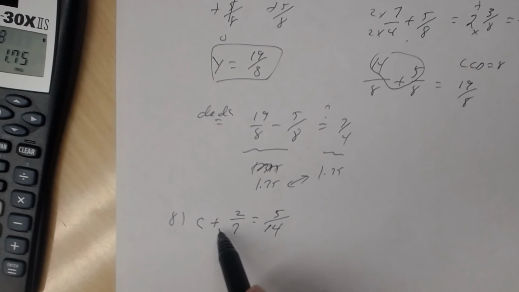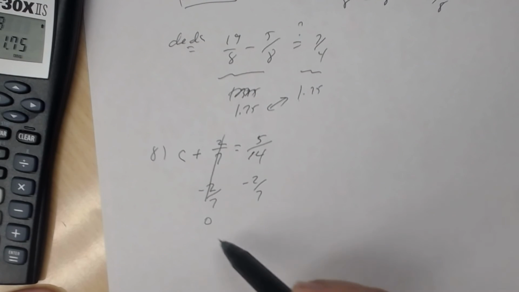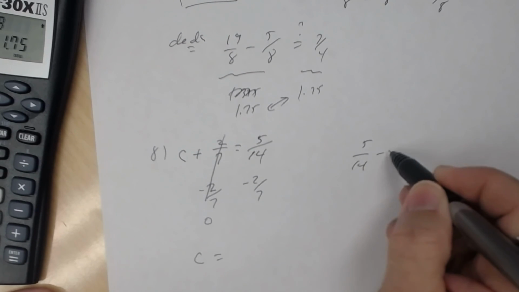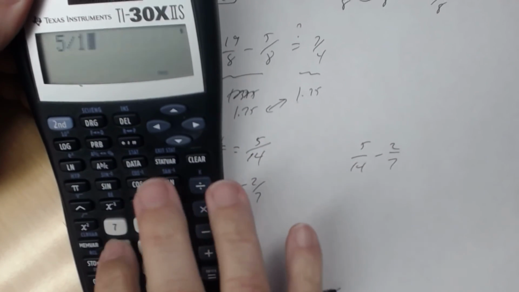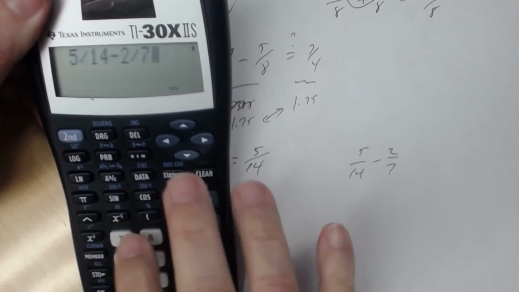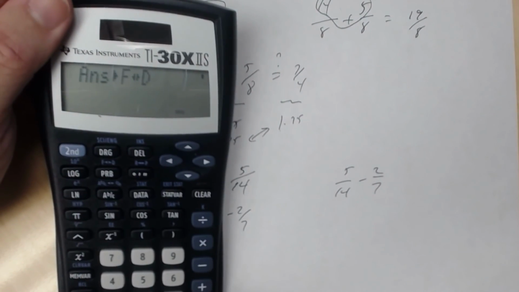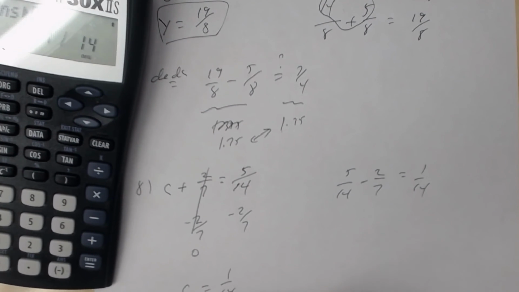So right now I'm adding 2/7, so I've got to get c by itself. I've got to solve for c. So the opposite of adding 2/7 is to subtract 2/7. So subtract 2/7, just like this. Combine like terms. A positive 2/7 and a negative 2/7 is 0. So c plus 0 is c. And on your calculator, you're going to say 5/14 subtract 2/7 equal, and you get this decimal. So let's convert that back to a fraction, and we get 1/14. So the answer is 1/14.